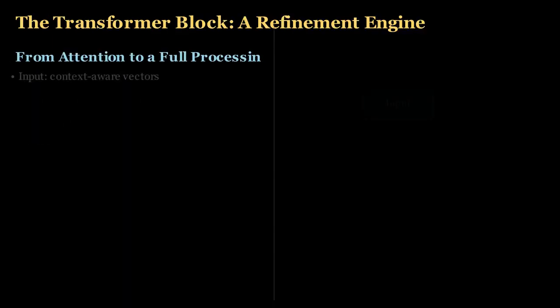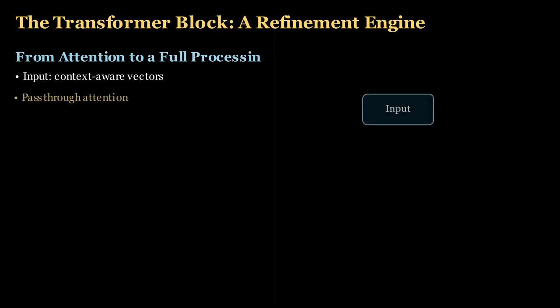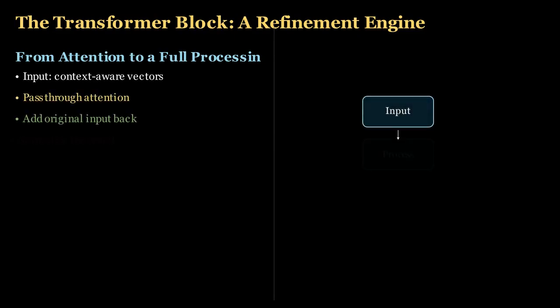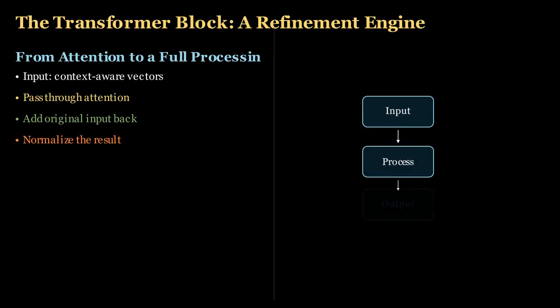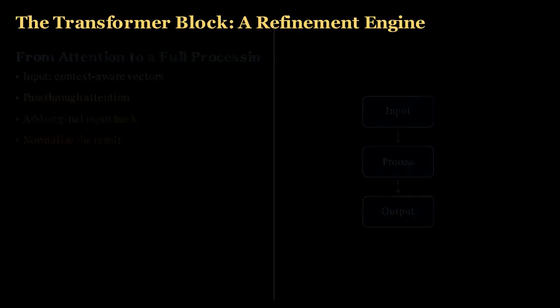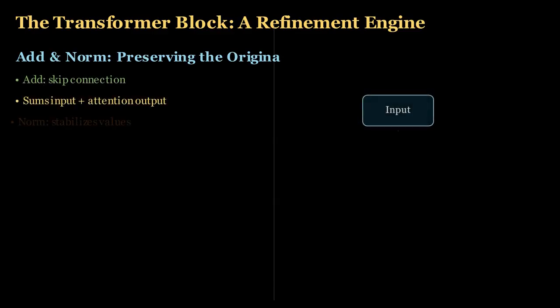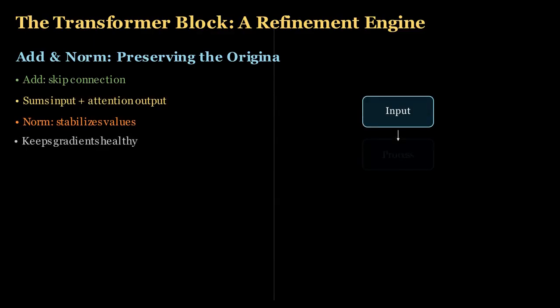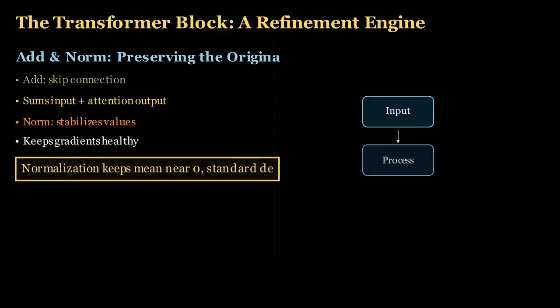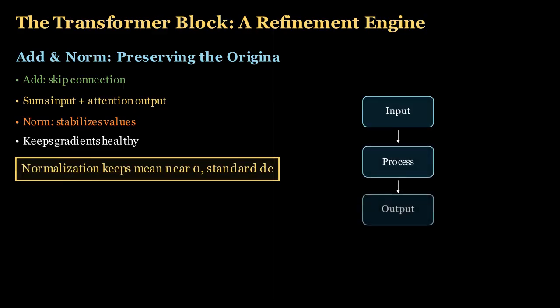We just masked the future. Now, that multi-head attention becomes one piece of a larger processing unit called a transformer block, a machine that refines each token's meaning step by step. First, a skip connection adds the original input vectors back to the attention output, like keeping a copy of your first draft. Then, layer normalization scales everything to a stable range, preventing numbers from exploding.